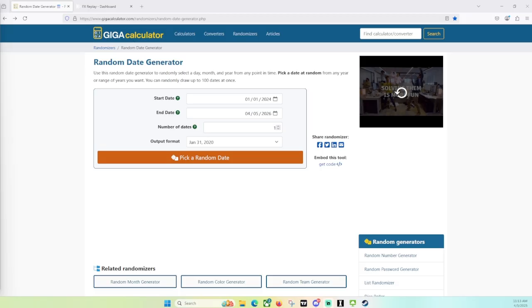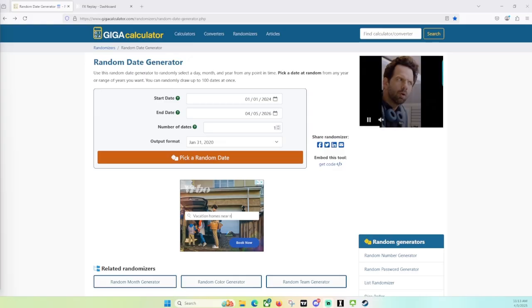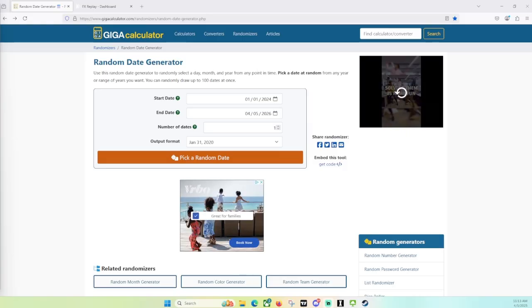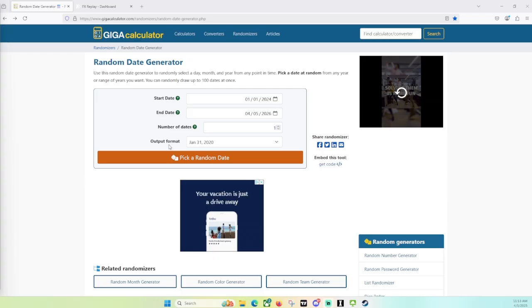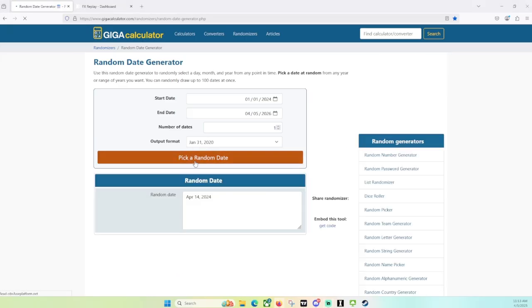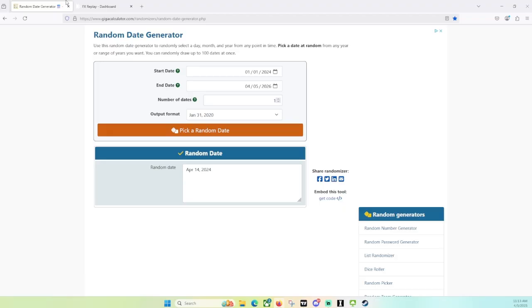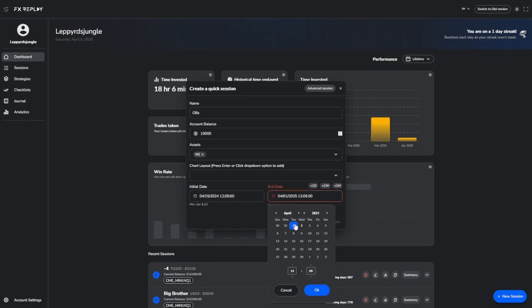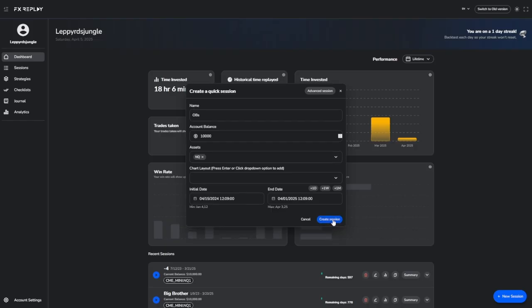To show that I'm not just picking some ICT stuff out of nowhere in hindsight, I'm going to do what I regularly do and use a random date generator, then go to FX Replay from that date, to show that I'm not just picking some hindsight examples to make it look like I know what I'm talking about. The date it's given us is April 14th of 2024. The 14th fell on a Sunday, so we'll just start with the 15th here. Let's go with an end date of somewhere in here, and we'll get to the charts.